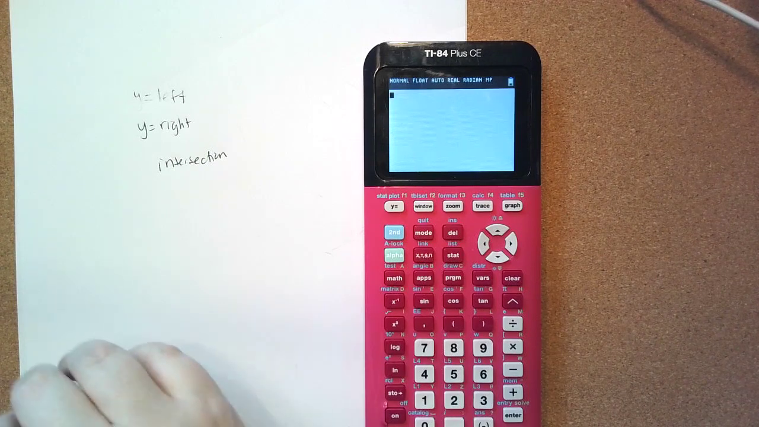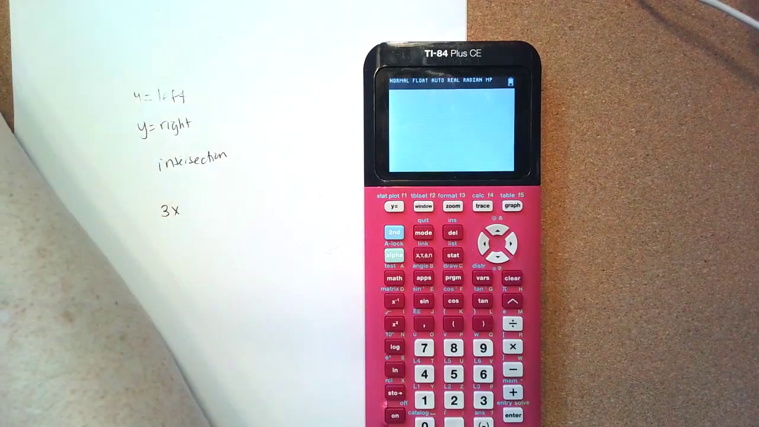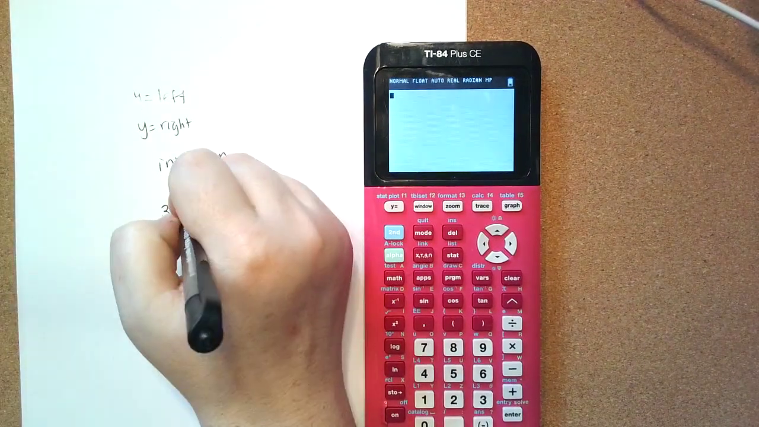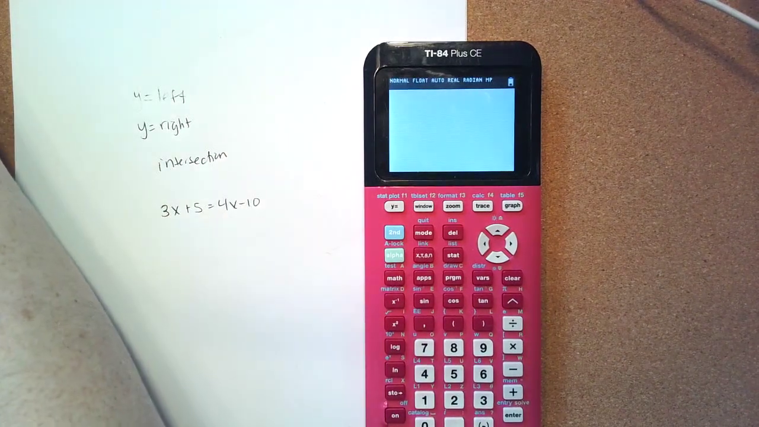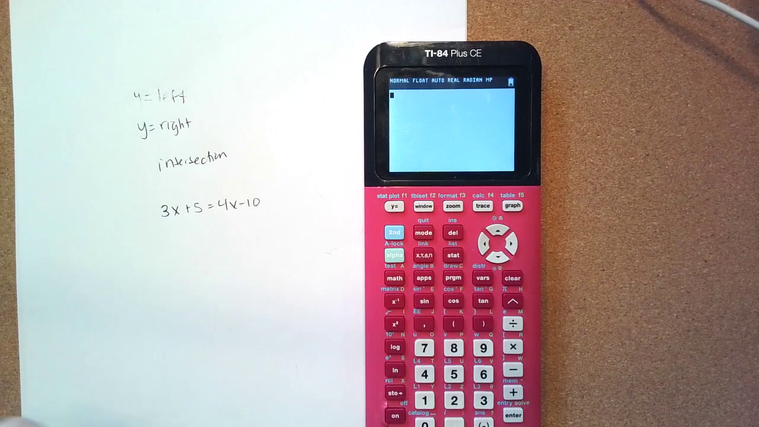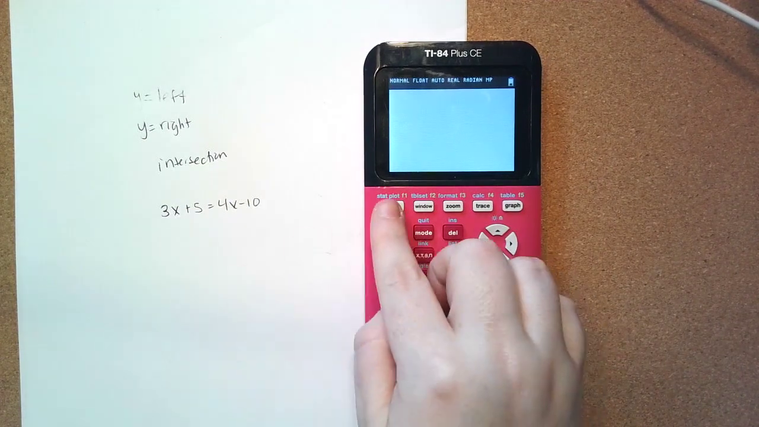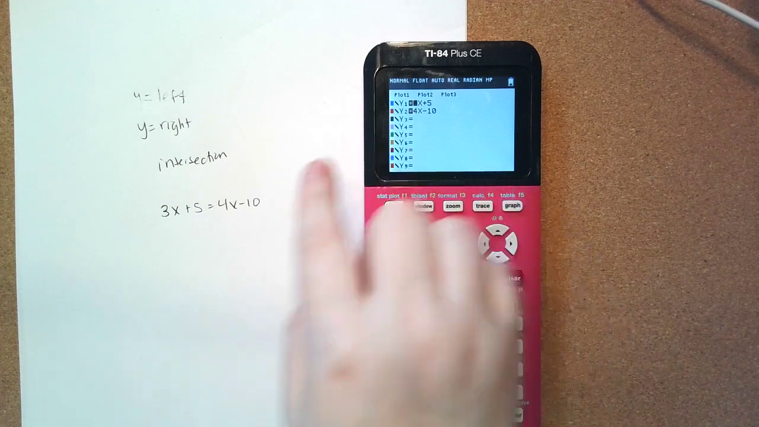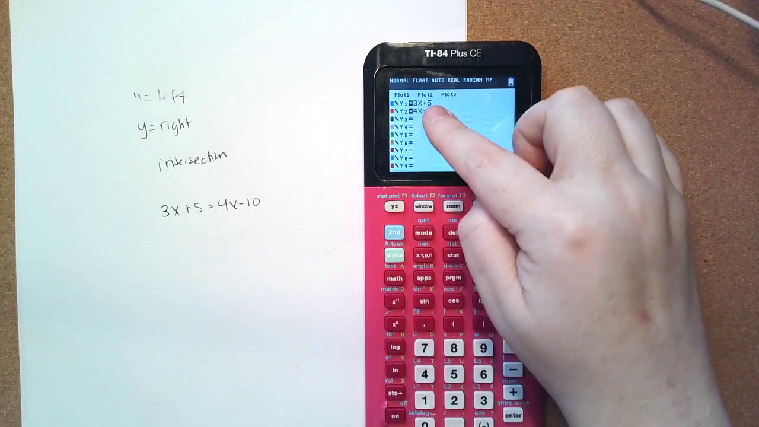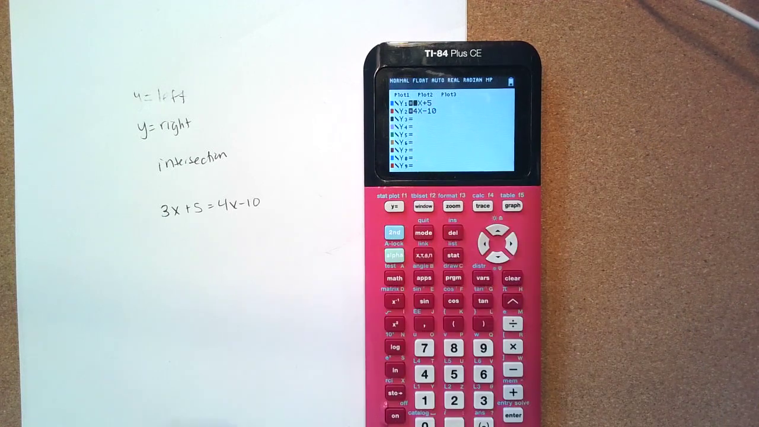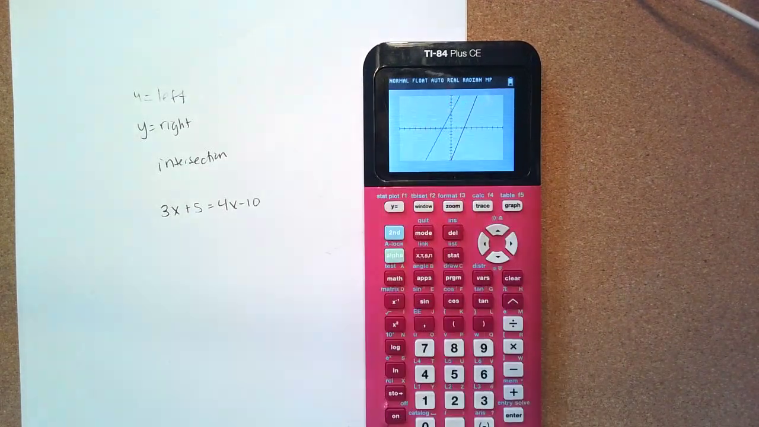So what you want to do is to take your equations, which are 3x plus 5 equals 4x minus 10. What I can do with that is I can take my y equals to the left and y equals to the right. I can do it in my calculator. So I'll go to my y equals and I'll type in the left hand side as 3x plus 5 and the right hand side as 4x minus 10 on my second line, just like we do in Desmos.